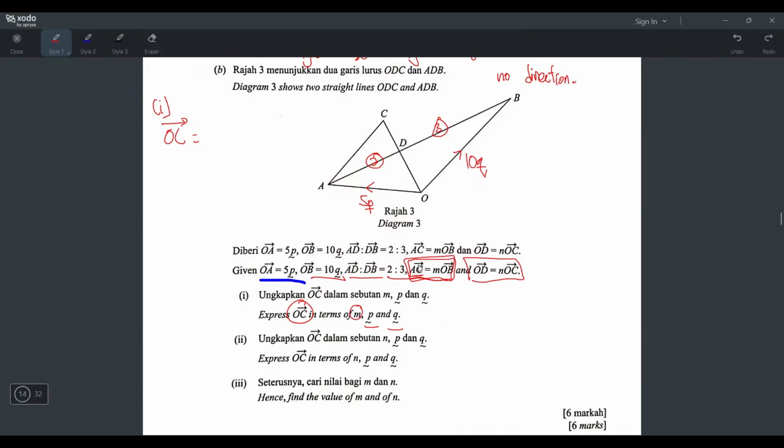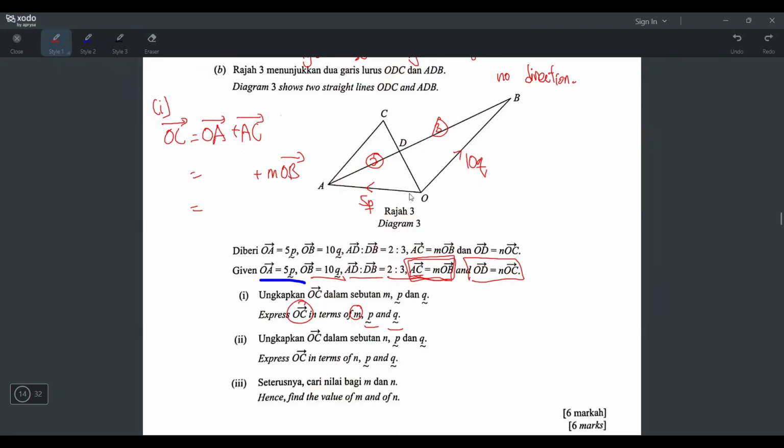You can see O to C is this line, right? And then the information I must use is this one, AC equals MOB. And you can see AC is referring to this. So you can see what's the missing line here: OA, right? So for OC, I will do O to A plus A to C. Why do I do that? Because I want the AC to be the same as this AC so that I can change it to MOB later. And if I change to MOB, then my answer will have M, because the question wants the answer in terms of M. That's why I write OA plus AC.